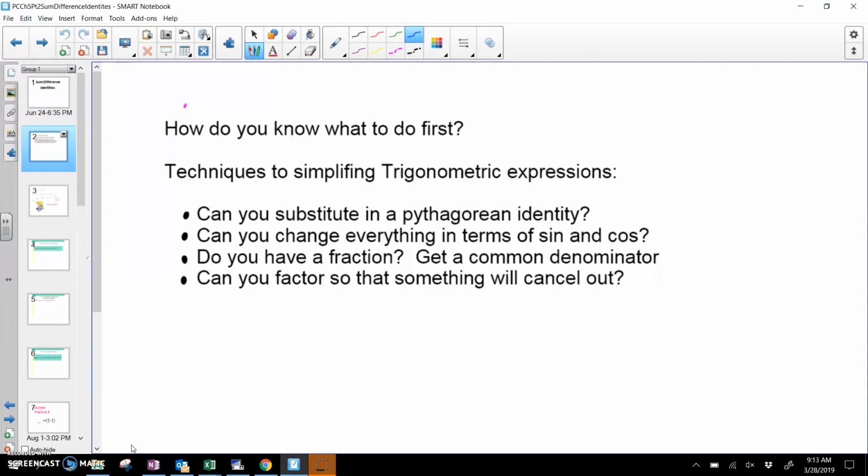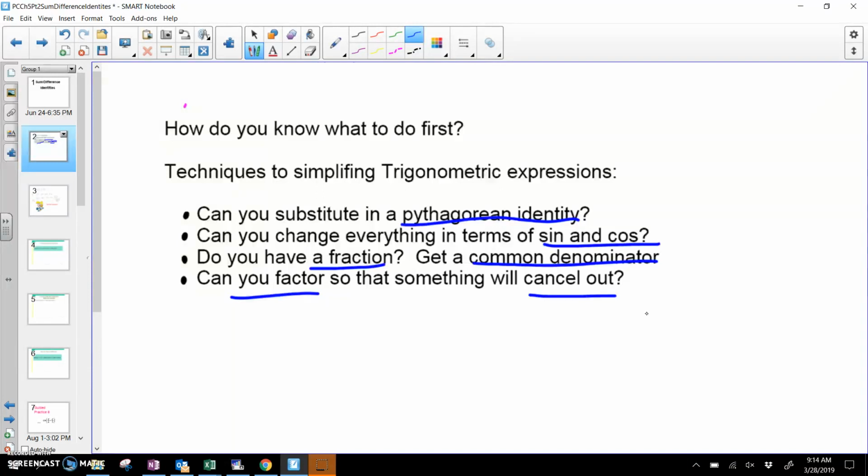You're always looking to see if you can substitute Pythagorean identities. You have the option to change things to sine and cosine. If you have a fraction, add them together, or if you have multiple fractions, if you have fractions that you're dividing, you would divide those out. And then you're always looking to factor and cancel if you can. So those are still the same strategies that we're using. Like I said, today we're just going to add another tool to our toolbox to make things more efficient.